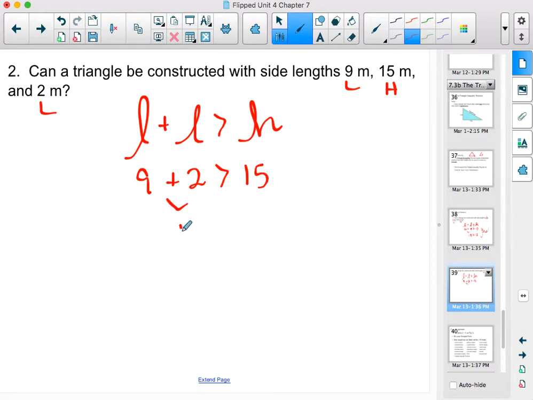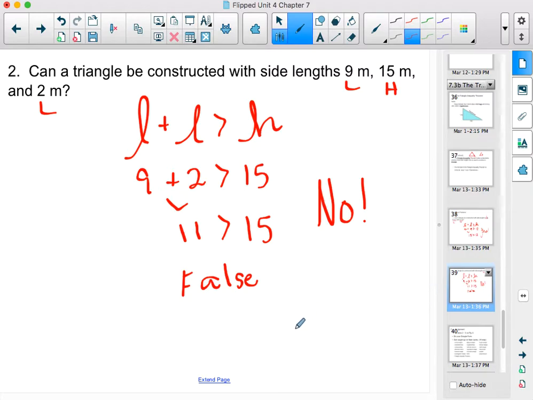Simplify the left side of the inequality, I get 11. And I'm noticing that 11 is not greater than 15. This is actually a false statement. And since we got a false statement here, that means no, we cannot create a triangle with those three side lengths: 9, 2, and 15. That 2 side is just too short. So this triangle may end up looking something like that, where it doesn't quite close.